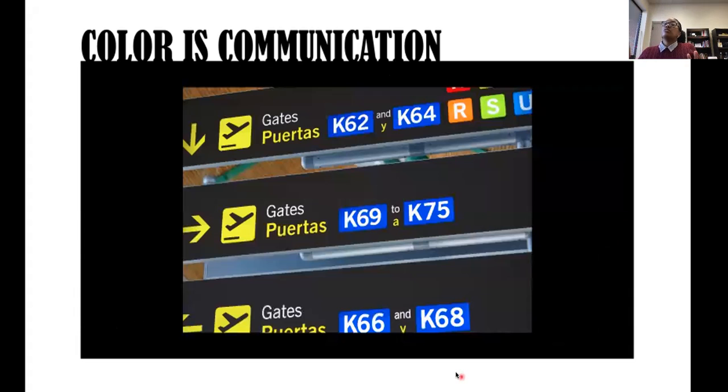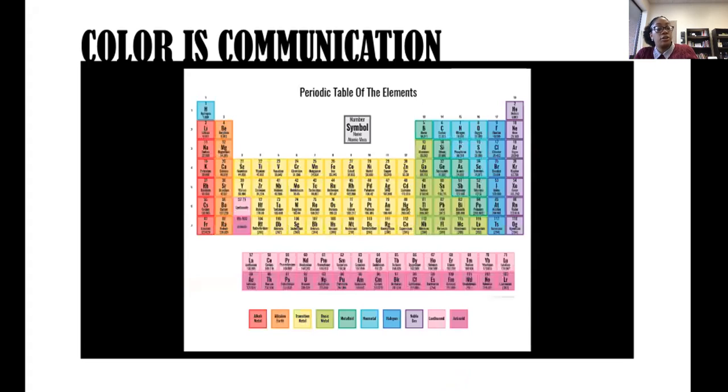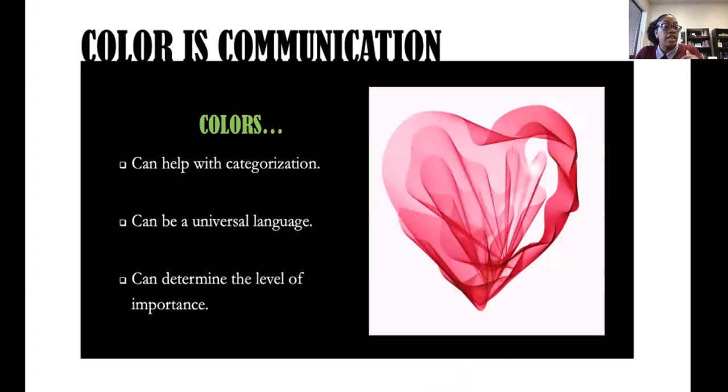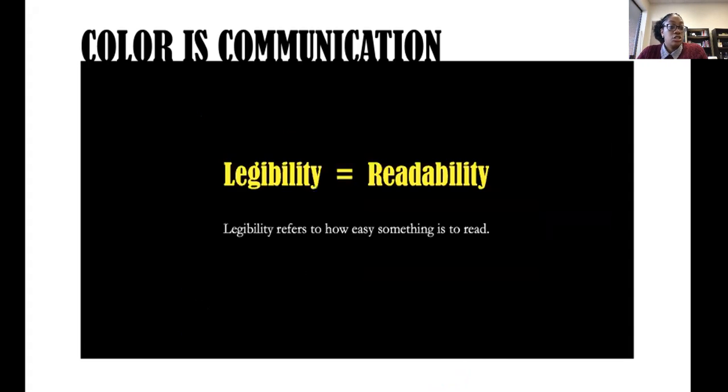Now, also, when you think about navigating airports, you may not understand the language on the airport signs, but you understand where your gate K69 is, or K62. So you can follow the arrows. It's really good for navigation. It's really good for categorization, like the periodic table. As atomic numbers increase, you change the color. Color is about order. It's about importance. Color can be a universal language. Red could represent a universal language of love, okay? But it also can determine that level of importance.